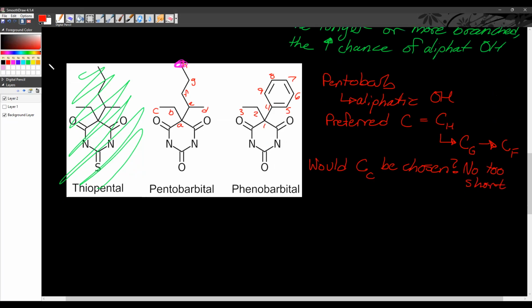All right, let's talk about phenobarbital. For phenobarbital, what kind of metabolism is it going to go through? Aromatic. Yeah. Can it go through aliphatic hydroxylation? No. Once again, that carbon chain is too short. In terms of aliphatic hydroxylation, it is invisible. It does not exist.